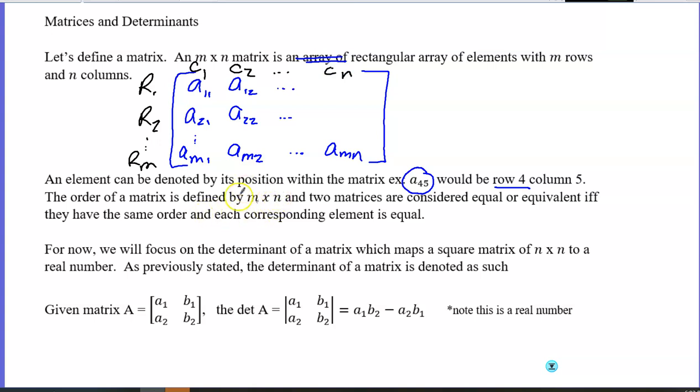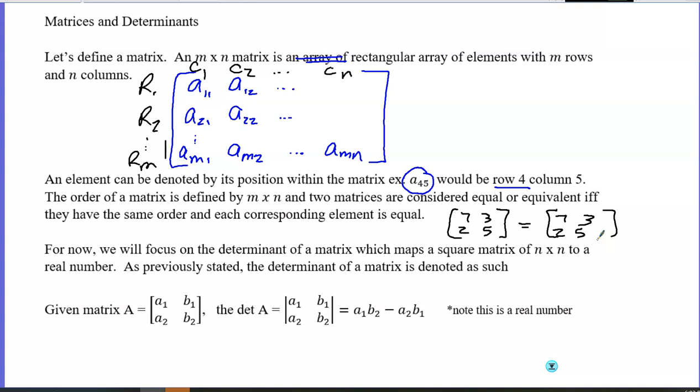The order of a matrix is defined as m by n. Two matrices are considered equal or equivalent if and only if they have the same order, sometimes we call this the same size, and each corresponding element is equal. So if I have two matrices, let's make these little 2 by 2s, 2 rows, 2 columns, these are equivalent matrices because they have the same size, 2 by 2, and each corresponding element is equal to each other. Okay, so that is what we would consider equal matrices.